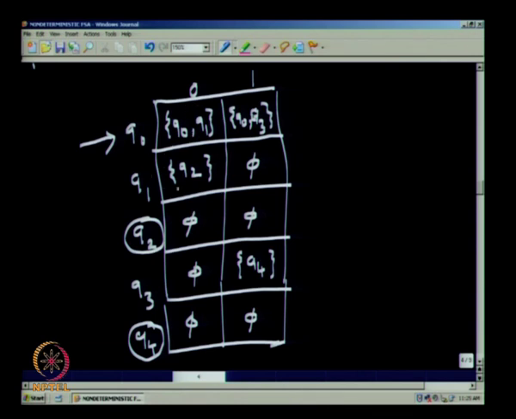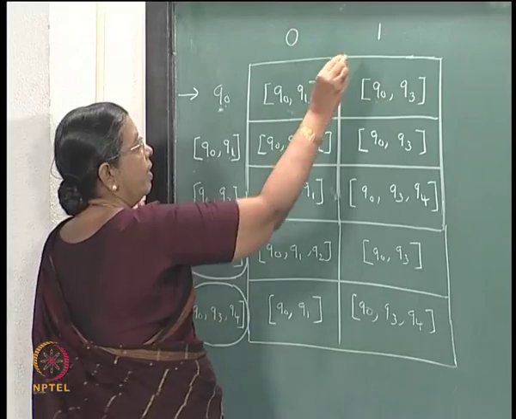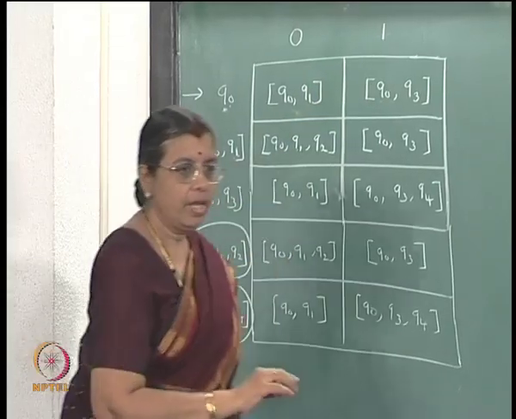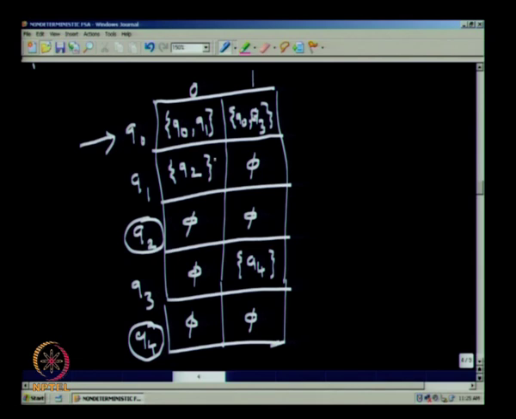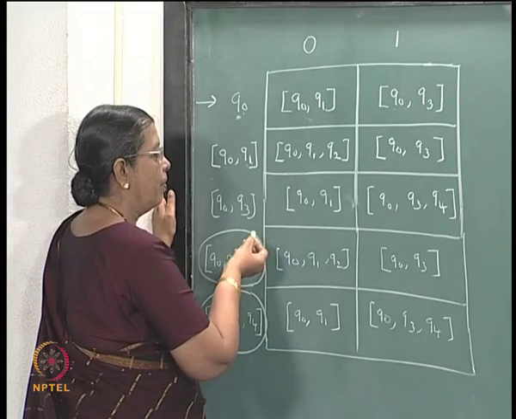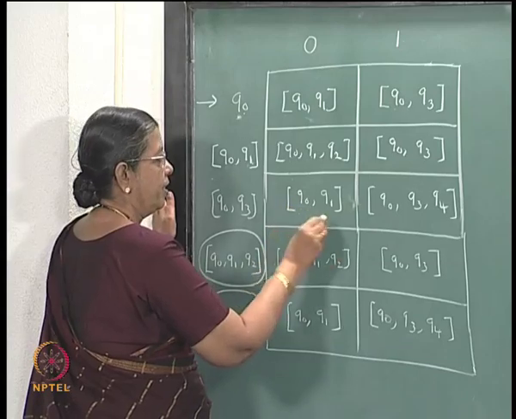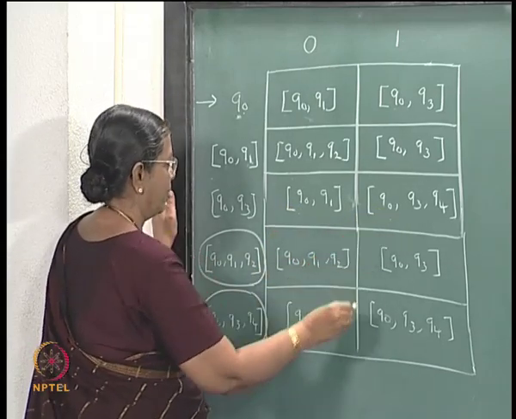So, the union of these three is the next state, that is Q0, Q1, Q2. When you get a 1, what will be the next state? You have to find the union of these two, that is Q0 and Q3 itself. In a similar manner, when you find from Q0 and Q3, what will be the next state you will go to if you get a 0, that is a union you have to find, it will give you this, then it will give you this, and so on.